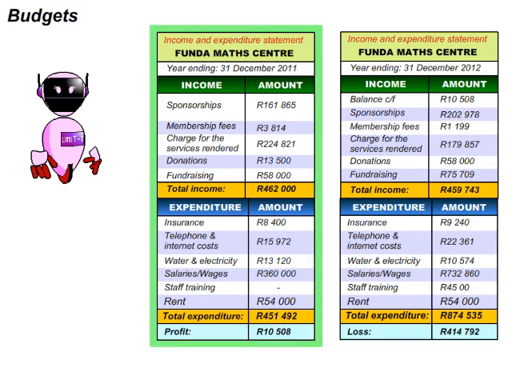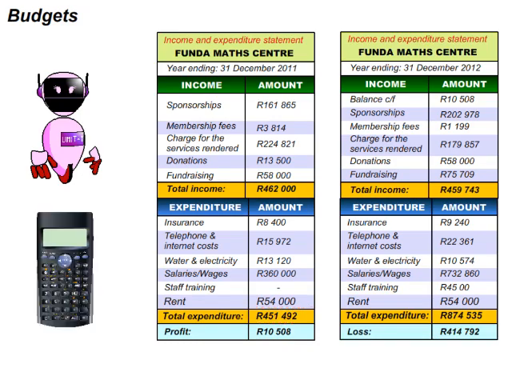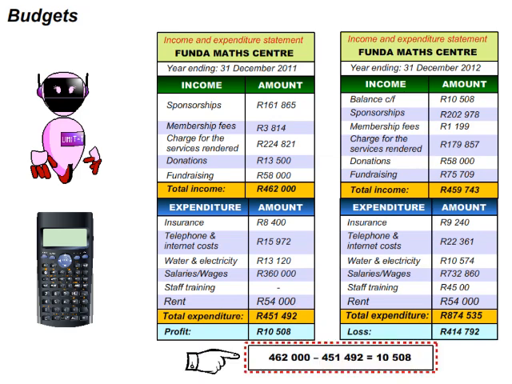Look at the income and expenditure statement for the year ending December 2011. In 2011, the club made a profit of 10,508 Rand. Remember, profit is the difference between the total income and the total expenses. Have your calculator ready. 462,000 subtract 451,492 is equal to 10,508.